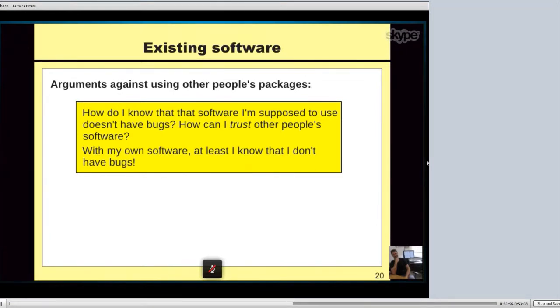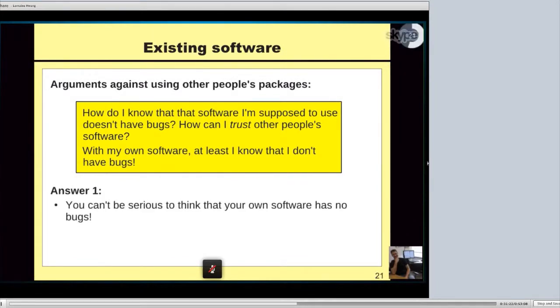So what would instill trust in me that I can use this software without running into problems, let's say, where it computes the wrong solution and I don't know? This is one of the most often heard arguments that I get: how can I trust other people's software? And I think my answer to this is the following.